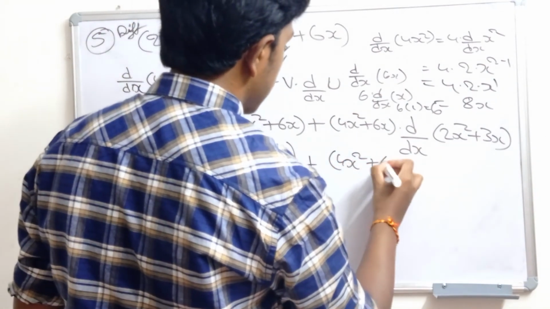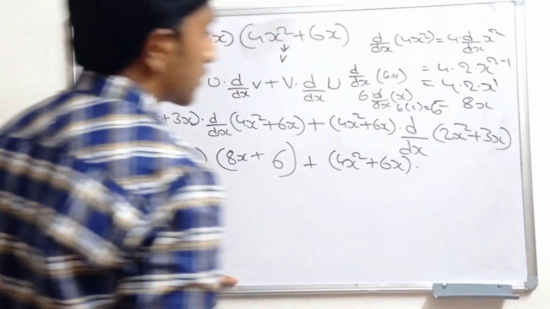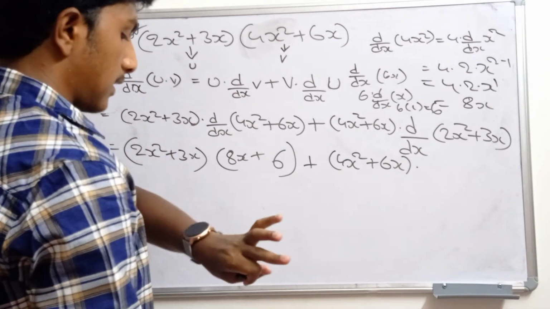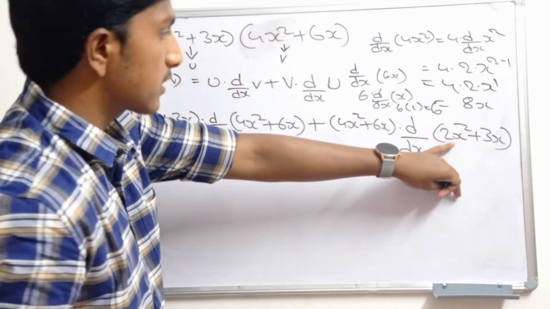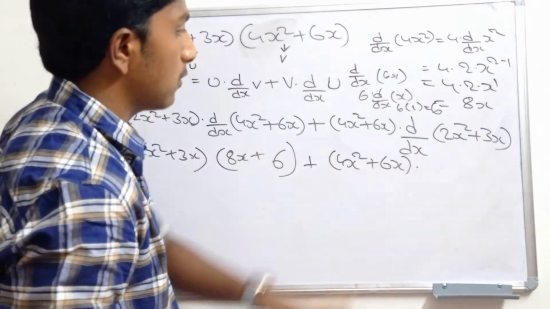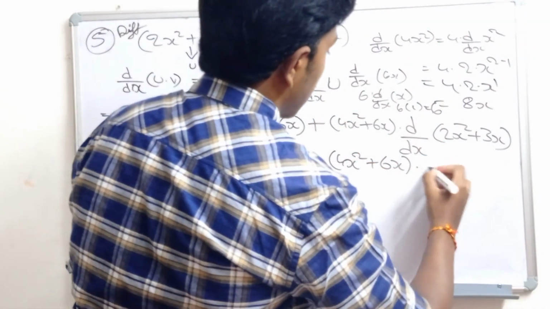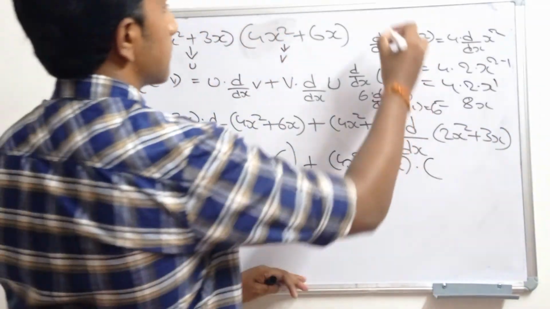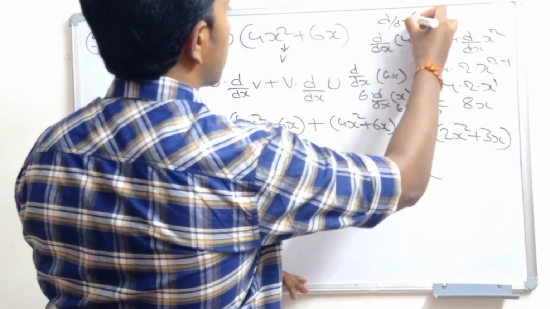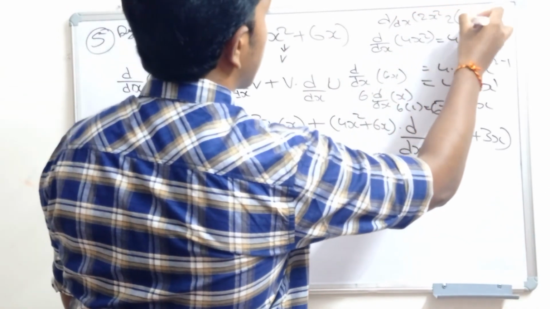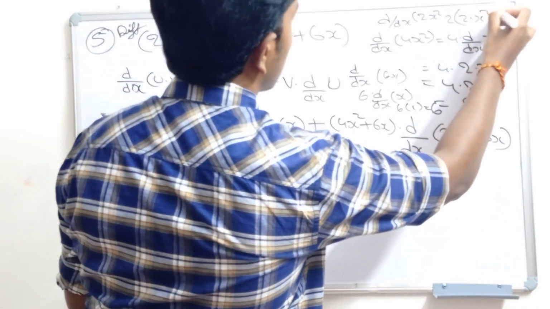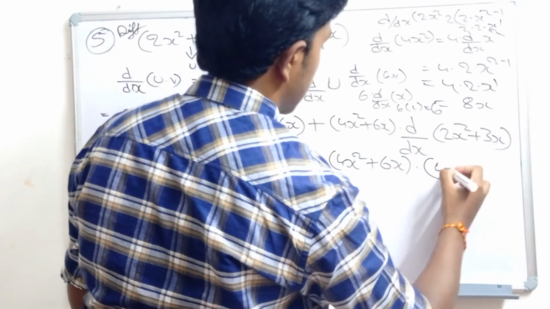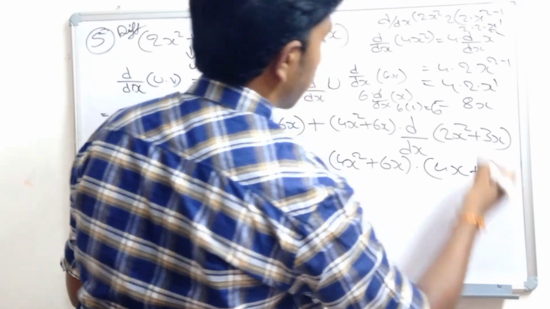Plus 4x square plus 6x into d by dx of 2x square plus 3, guys. Here 2x square plus 3 you are differentiating with respect to x. That means you will be writing the 2 common, and I hope we will be getting 4x. d by dx of 2x square means 2 will take it as common, 2 into x power 2 minus 1, which means 1. 2 2s are 4x. Yes, 4x plus 3.